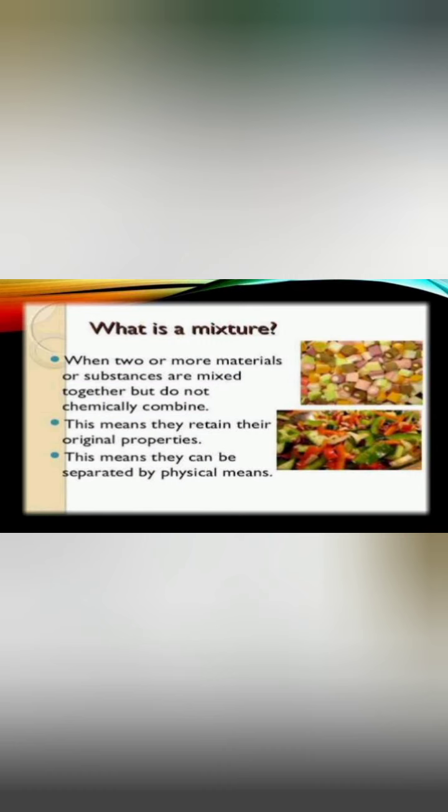Alright, but first, what is a mixture? When two or more materials or substances are mixed together but do not chemically combine, this means they retain their original properties, and this means they can be separated by physical means. And as we all know, there are two kinds of mixture, and those are heterogeneous and homogeneous. Now, heterogeneous is any mixture that is not uniform, and homogeneous is uniform in composition.